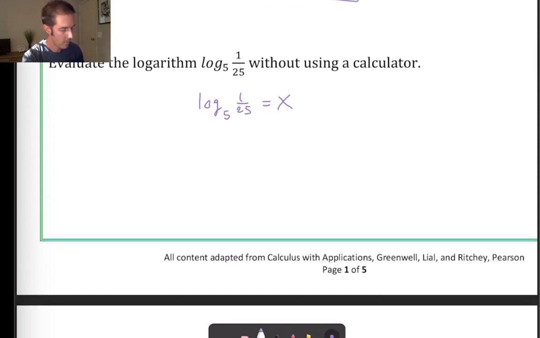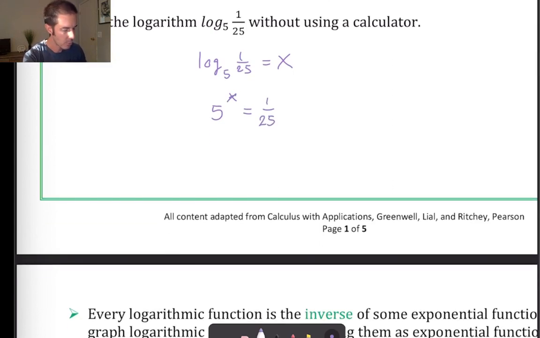I have no idea what x is as I'm looking at this, so it helps me to rewrite this in exponential format. I write it as 5 to the x equals 1 over 25. I'm still a little bit unsure, so I might then take it and rewrite it as 5 to the x equals 5 to the negative second power. The negative in the exponent tells me to take the reciprocal. The squaring will square the expression and give me 1 over 5 squared, which is 1 over 25.